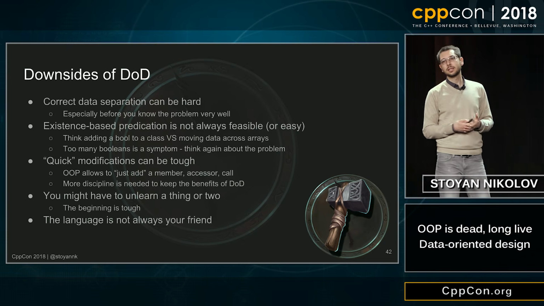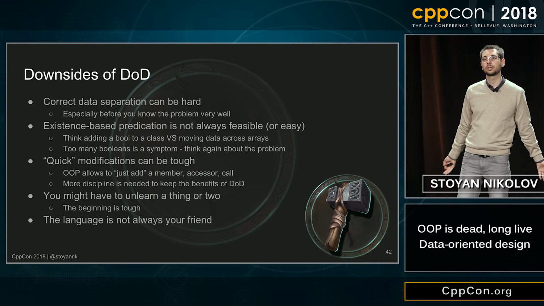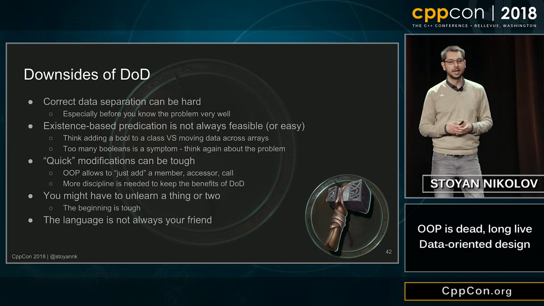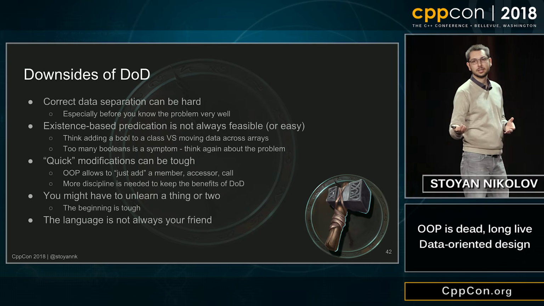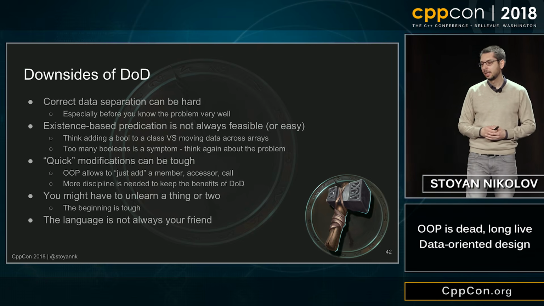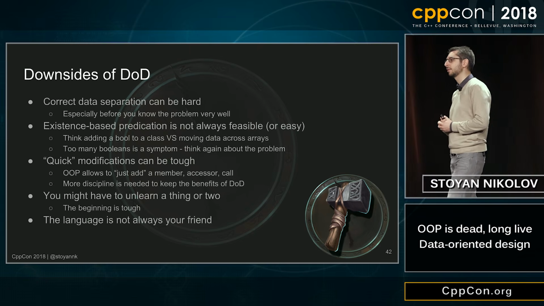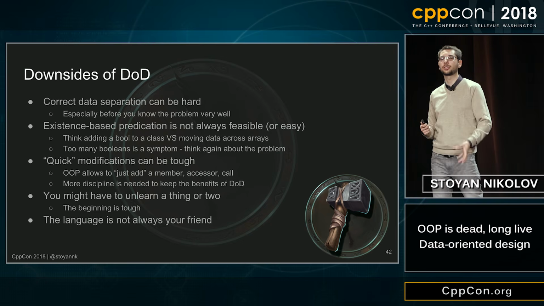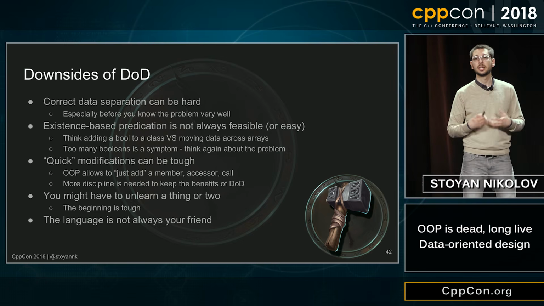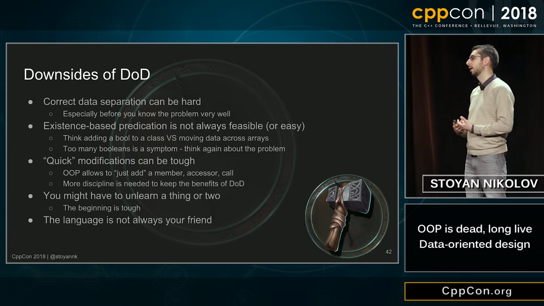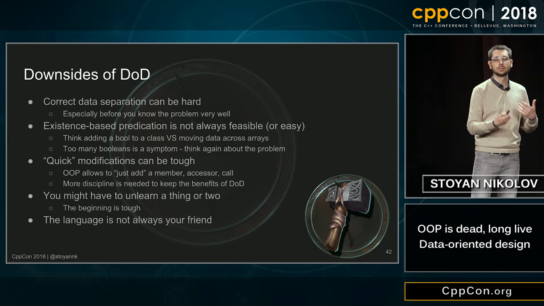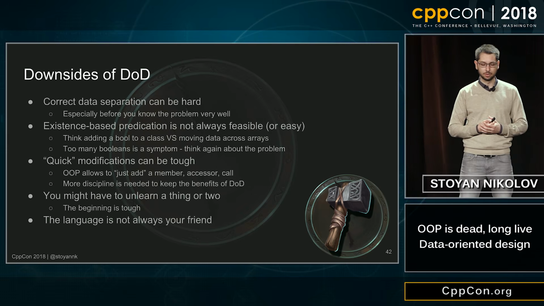Obviously, data-oriented design is a tool, like object-oriented programming is, like everything we do in programming is. And as every tool, it has its place, but it also has some downsides. And the biggest downside, I believe, is that the correct data separation is actually very hard to do. I mentioned that earlier, but data-oriented design is easy to explain, but very difficult to master and very difficult in the end to really achieve what you're looking for.